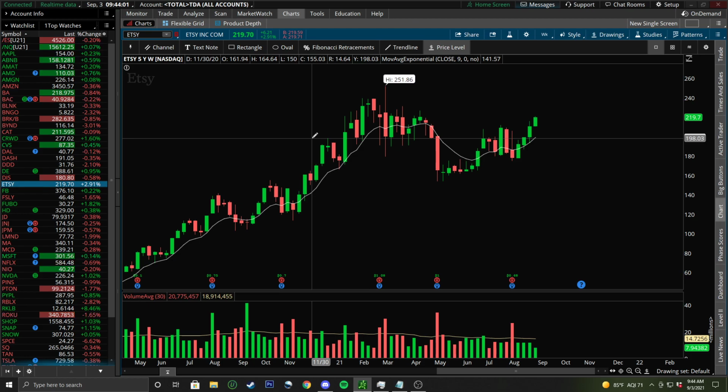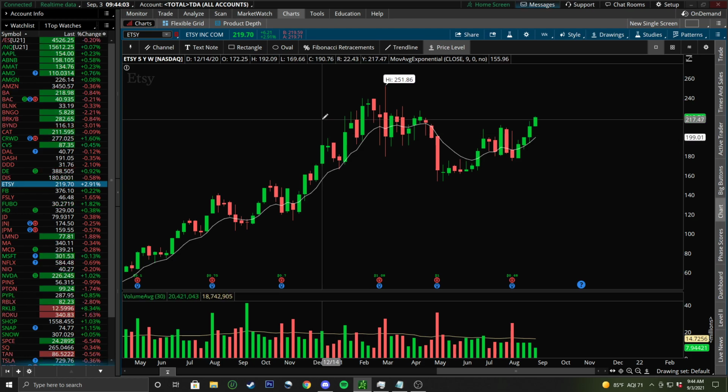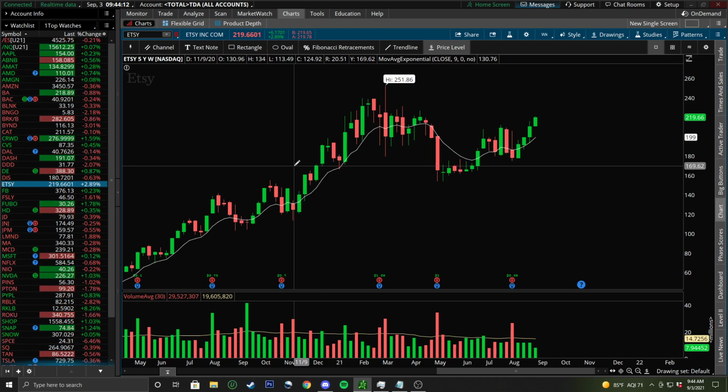All right, so step one of the TA routine. You need to mark your range on the weekly time frame. You can also do this on the daily. You can entirely skip the weekly time frame if you want. I just prefer to go to the weekly because it gives me my overall range, so I know I'm not just marking a bunch of random levels.